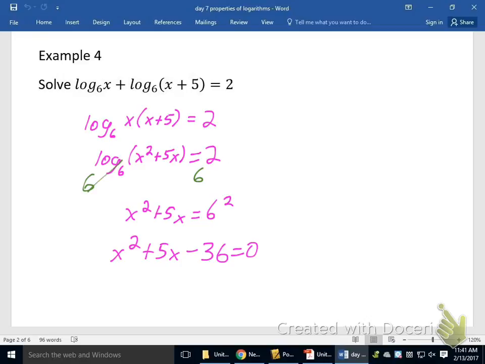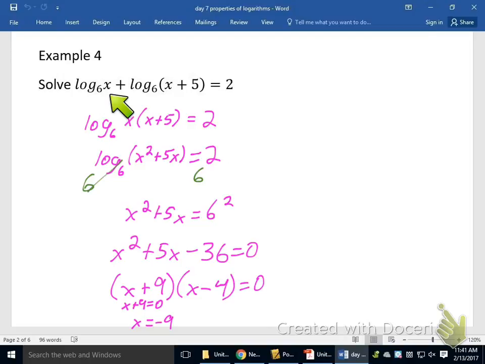Now you can solve this quadratic any old way you please. You could use quadratic formula, you could use completing the square, you could use your graphing calculator, or you could even factor it. That's what I'm going to opt for. I know it's going to be x plus 9 times x minus 4 is how this would factor. So I'm going to set both those factors equal to 0. So if x plus 9 equals 0, x equals negative 9.